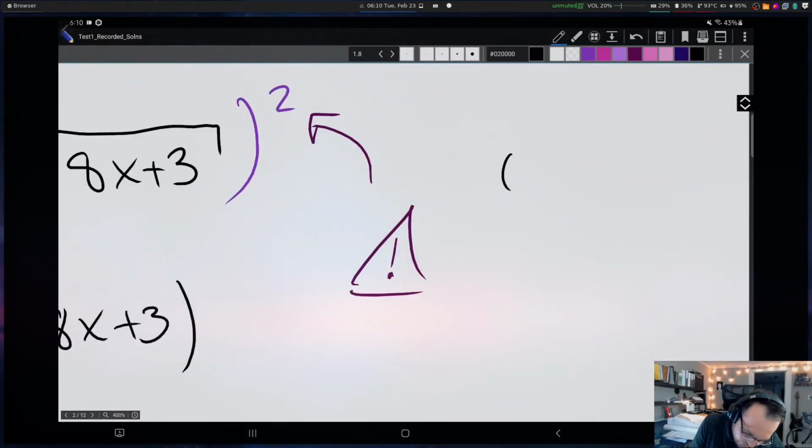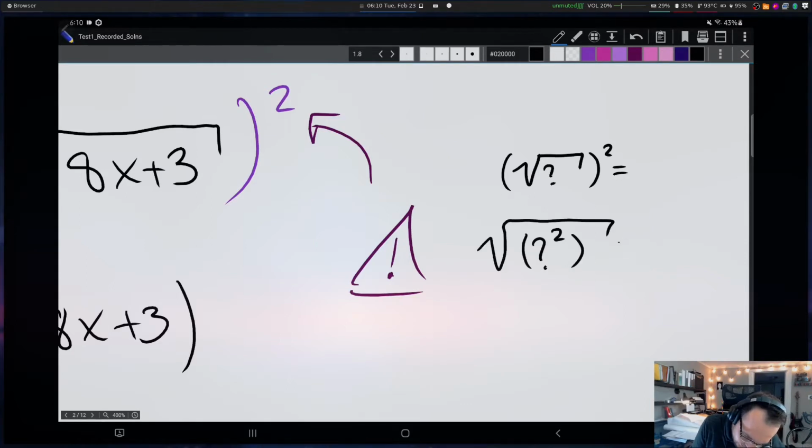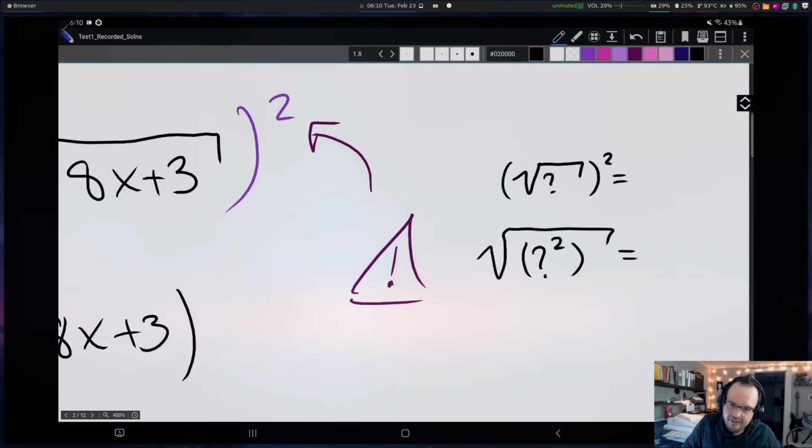There was one we had to worry about, where you take something, you take the square root of it, so maybe I'll just write this as question mark, and you square it, and that equals something. And then there's this thing where we do it in the other order. We square it first, and then we take the square root of that entire thing. And one of these we had to worry about, one of these we really didn't. The one we don't have to worry about is this one.